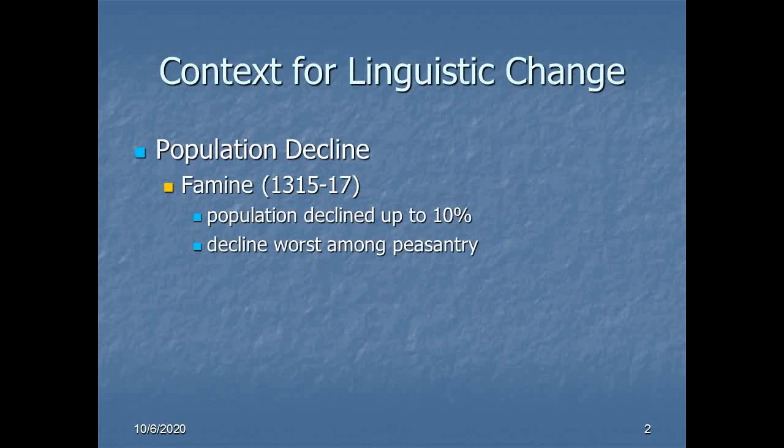One of the first categories that we need to discuss is population decline. And you might ask what population decline could possibly have to do with language change, but there are a few ways in which it actually can be important. One, a significant population decline reduces the workforce. This creates opportunities for people to move from where they are to where they might have a chance of making a better life. That is, population decline opens up possibilities for population movement.